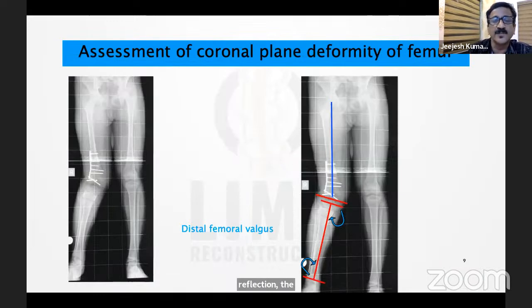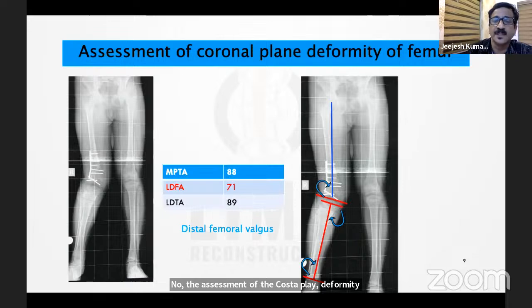Now, the assessment of the coronal plane deformity: this is a distal femoral valgus, you can see. The MPTA is 88 and the LDFA is abnormal. So the valgus is in the femur.